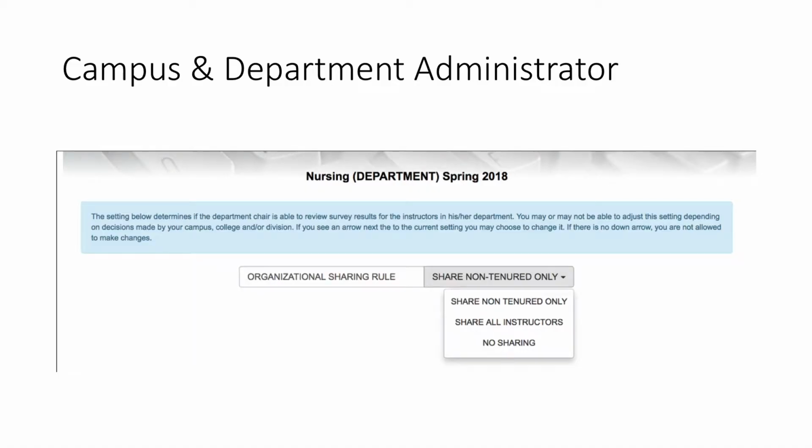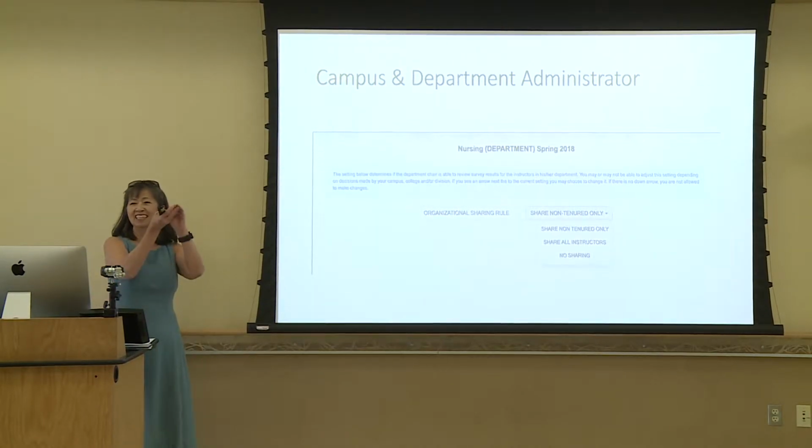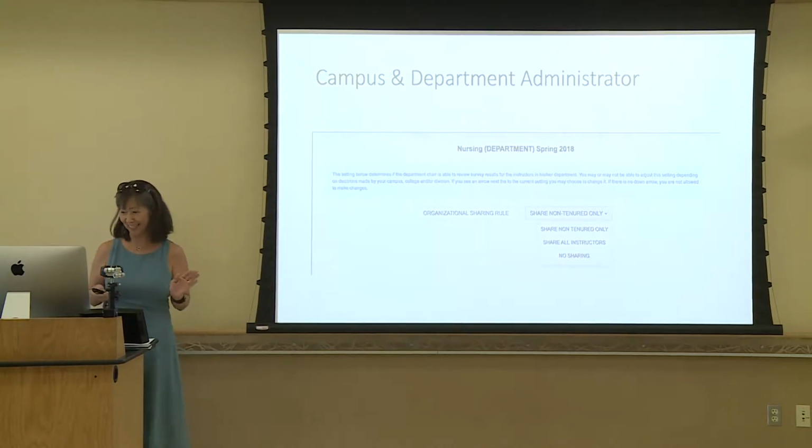Okay. Looking at nursing as an example, the campus is Manoa, so the organization, let's say, had said we're only going to share everyone that is a non-tenured faculty. But nursing can go in and decide, oh, we're going to share all instructors, or leave it as it is. So you can always add more going down, but you can't negate going up, if that makes any sense.